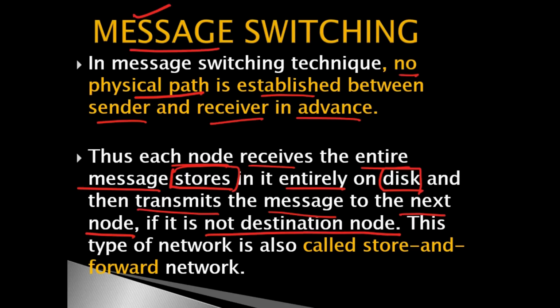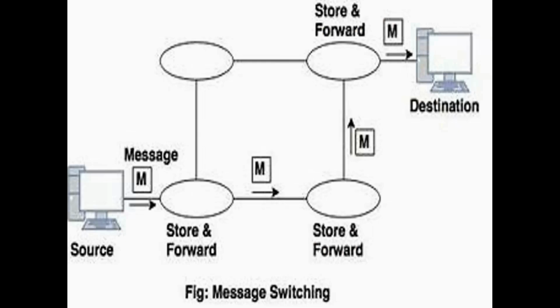Okay, so this type of network is also called the store and forward technique. This message switching is also using the store and forward technique. Let us see the diagram for this. So this is your source computer and this is your destination computer. I need to send a message from the source to the destination. So what is happening here? These are the nodes which are given here.